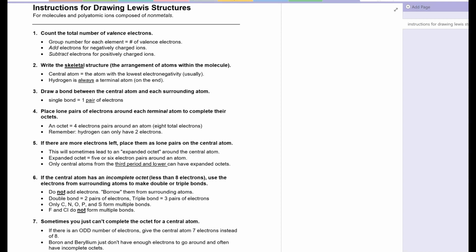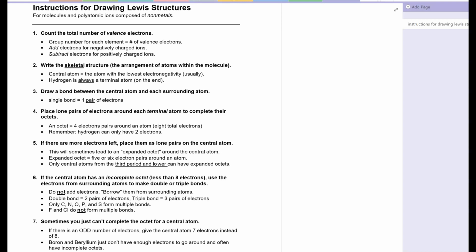Let's start. The first thing is you have to know the number of valence electrons, so you have to count it all up. Then you do the skeletal structure, which is you put the lowest electronegativity element, usually, in the central atom. Hydrogen can never be central because hydrogen is an exception to the octet rule. Then we put lone pairs. These are the pairs after we bond them, the ones that are not used in bonding.